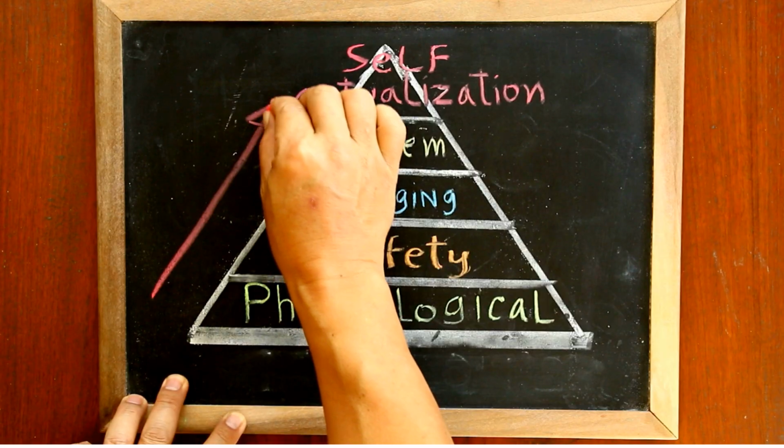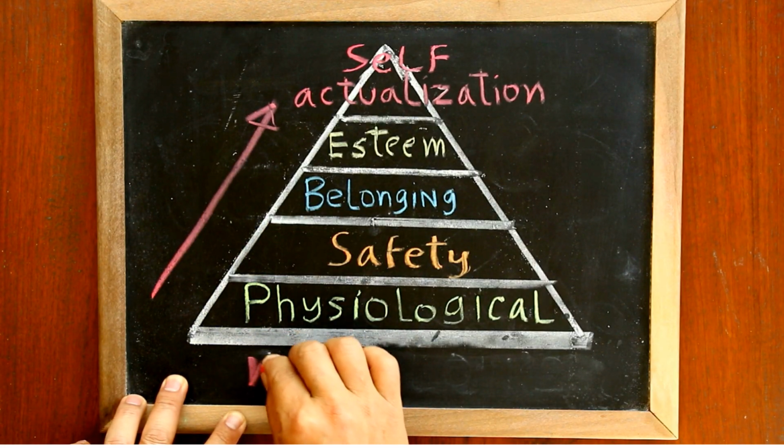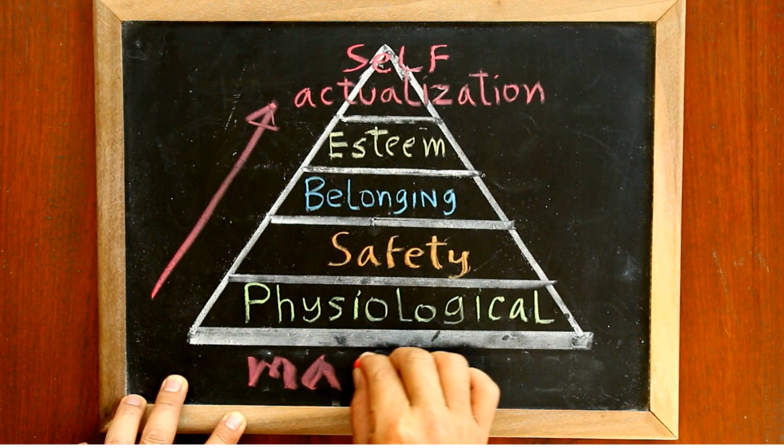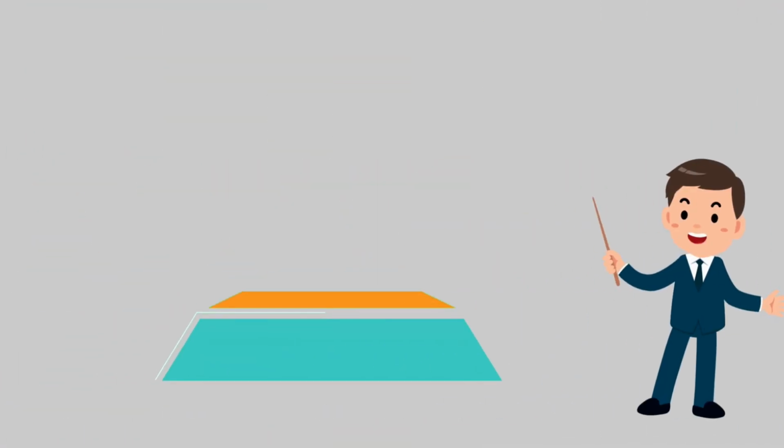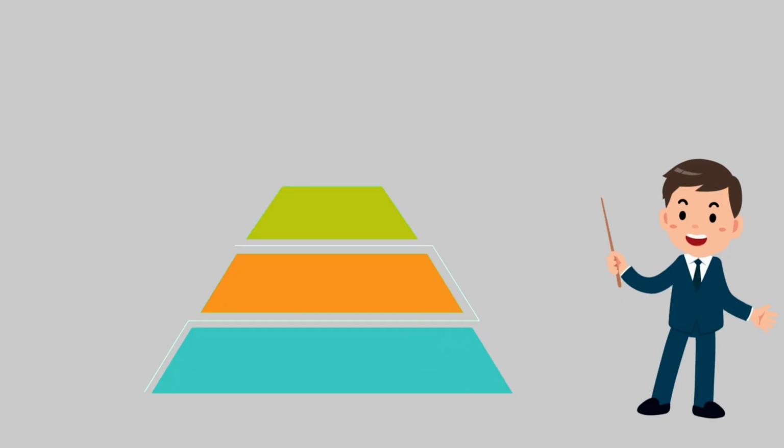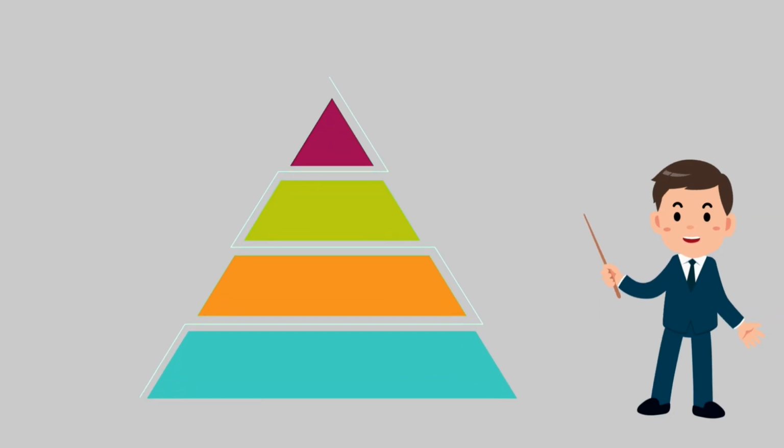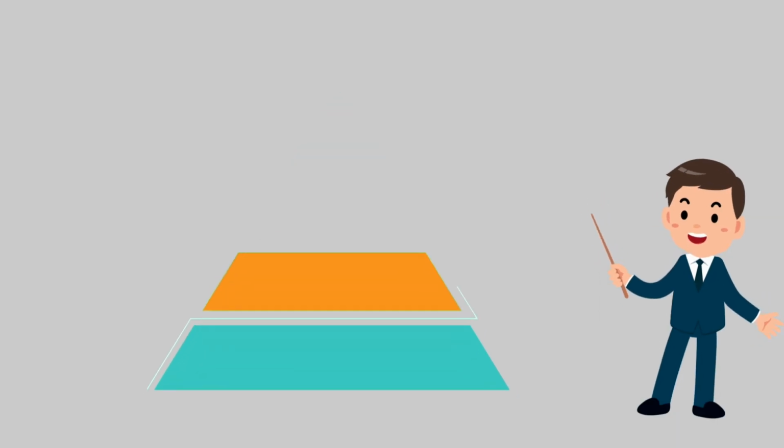The theory of the well-known American psychologist Abraham Maslow explains what drives human behavior. According to him, people have needs arranged in a hierarchy, from the most basic to the highest. Maslow presents this hierarchy as a pyramid. At its base are the physiological needs, such as food, water, sleep, and health.